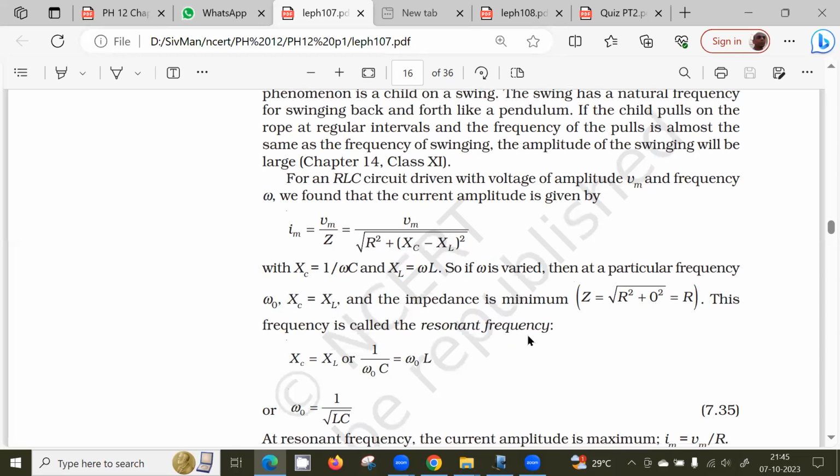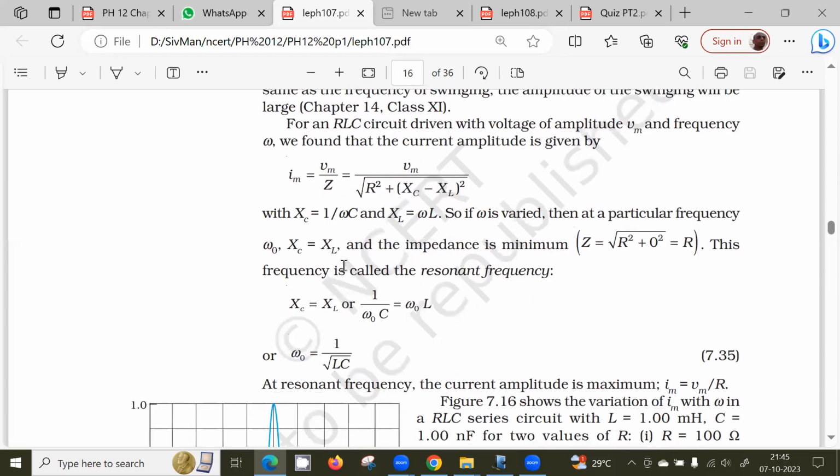Let the frequency be omega naught, so that at that particular frequency, XC is 1 by omega naught C and XL is omega naught L. If they are equal, then the frequency should have this value, 1 by root LC. So at this particular frequency, this term will disappear. XC minus XL becomes 0, so the current will become Vm by R.